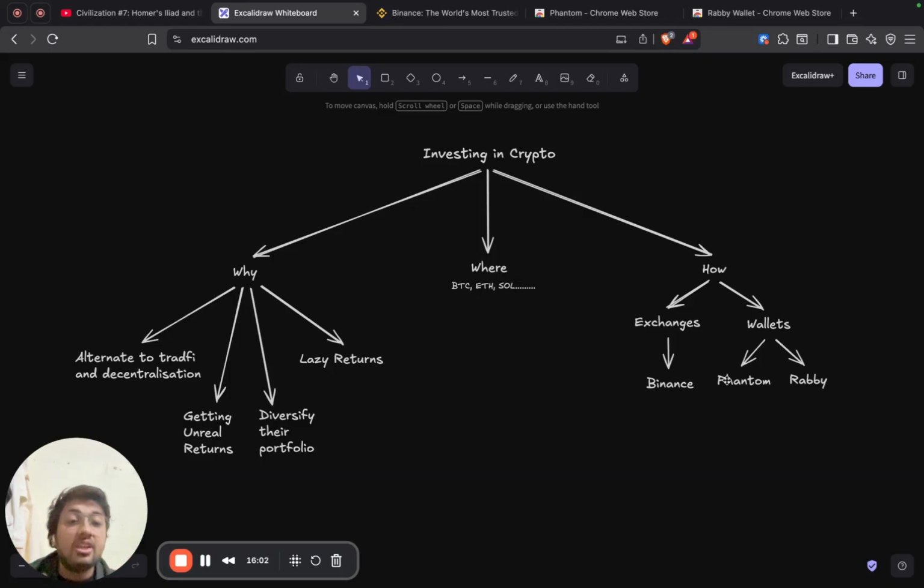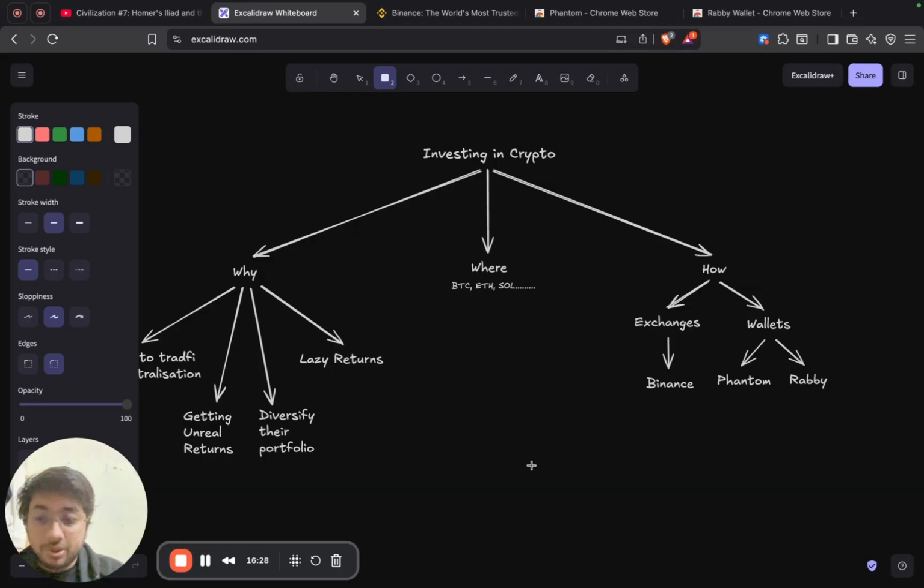Now, the second wallet that we'll be using majority throughout the series is Rabby. Rabby is recommended for your EVM, Ethereum virtual machine. And over here, you would be needing Ethereum for doing the transactions. So ideally, what the workflow is going to be all about is we use Binance.